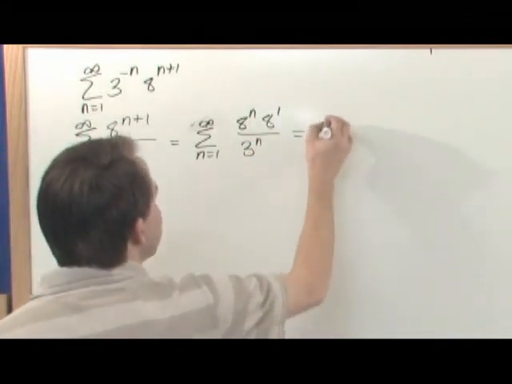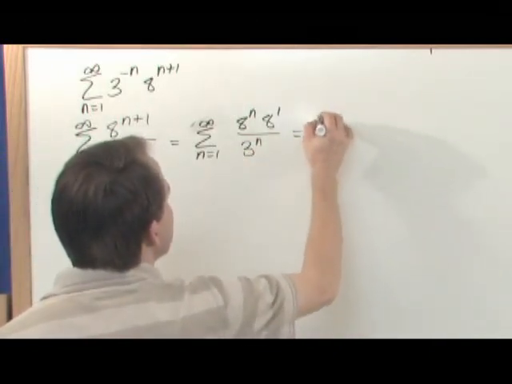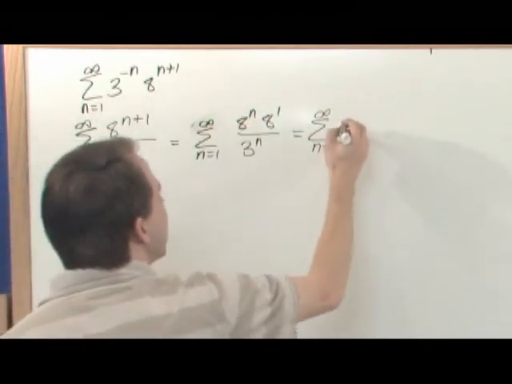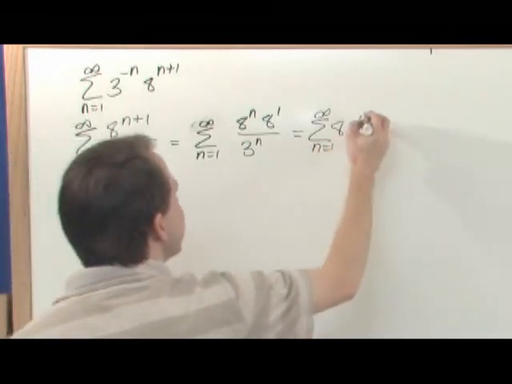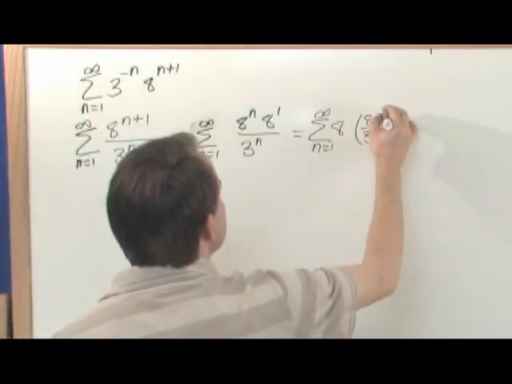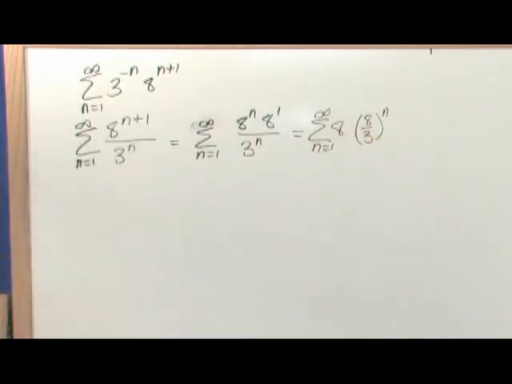And if I'm going to split this up further, sum from n equals 1 to infinity, this 8 is just a constant, 8 times, and this is 8 to the n over 3 to the n, so it's 8 thirds to the nth power. So that is my series here, okay?